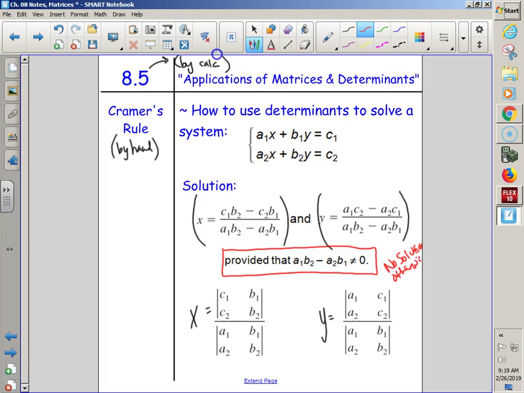It'd be one of those inconsistent systems. So right away, we just figured out with a determinant, we can know whether or not a system of equations is possible to solve or not.